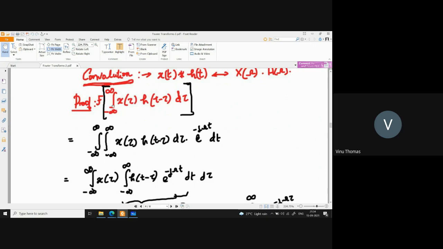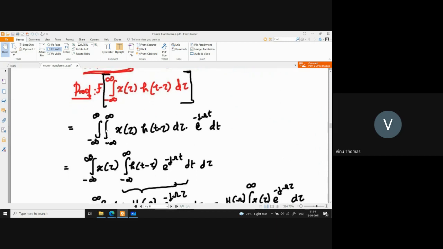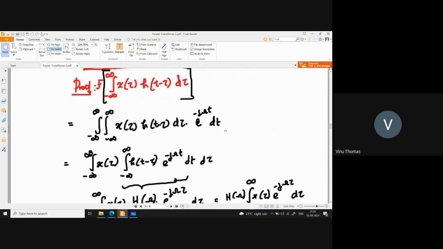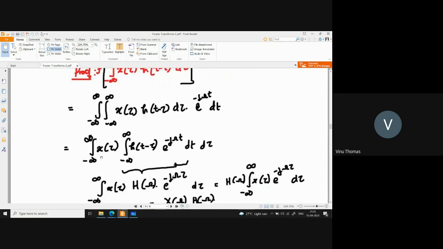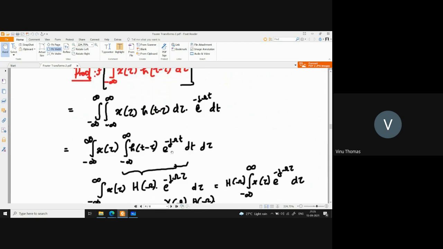The Fourier transform of the integral from minus infinity to plus infinity of x of tau h of t minus tau d tau. We can write this as the integral from minus infinity to plus infinity of this convolution integral multiplied by e raised to minus j omega t dt. So we will rearrange the integral as follows. I will take x of tau outside and evaluate this with respect to t first and then tau. So this is the integral of h of t minus tau e raised to minus j omega t dt, which is the Fourier transform of h of t minus tau.